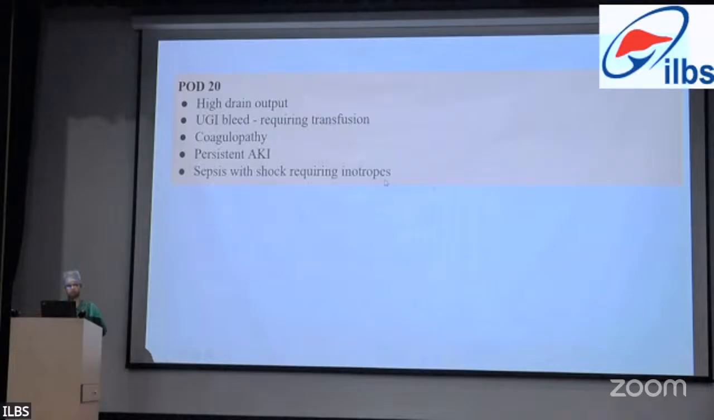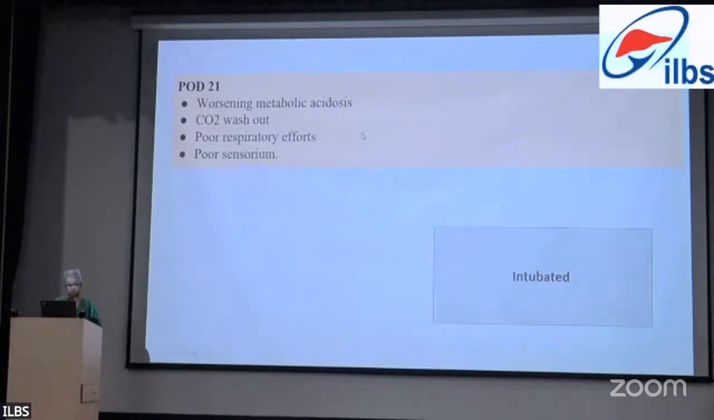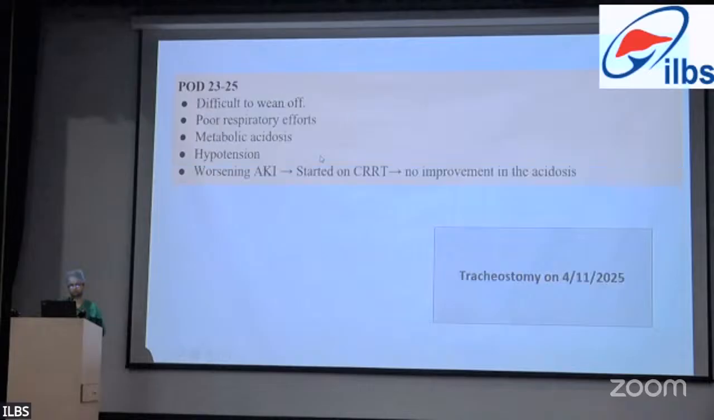In post-operative day 20, he had a high drain output, and an upper GI bleed was there. Sorry, you have to summarize now. So why did we lose him? Sir, later on, he had worsening metabolic acidosis. He was intubated again due to poor respiratory efforts and poor sensorium. He was difficult to wean, and we did a tracheostomy.